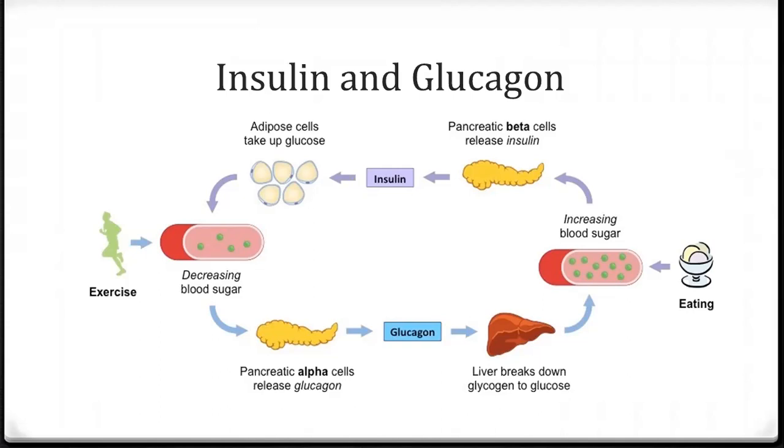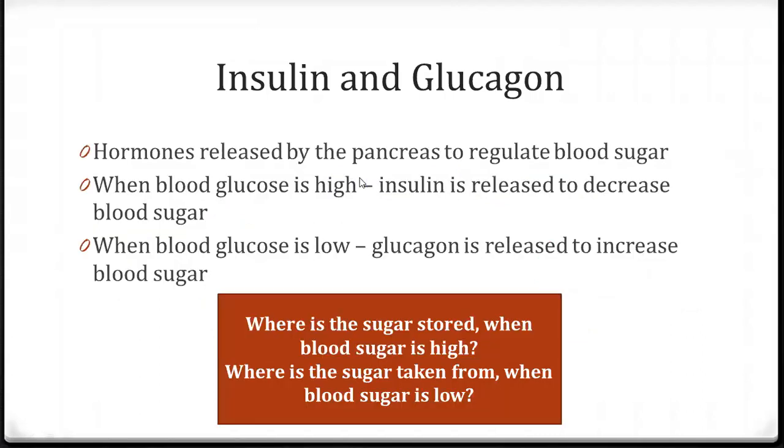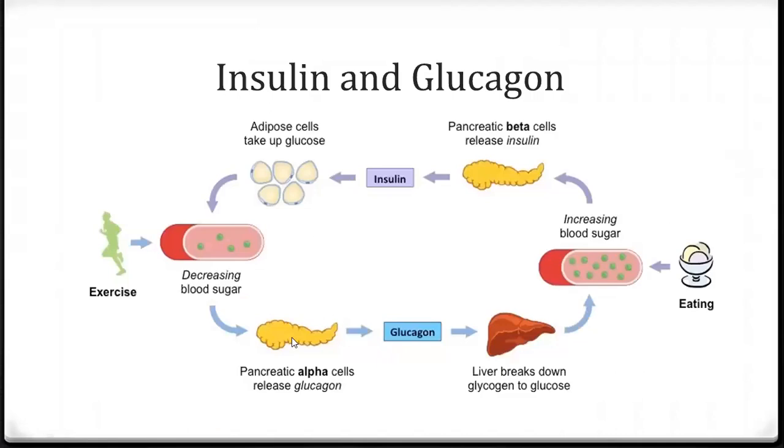Okay, so this is just another diagram. So the pancreas will release insulin to decrease blood sugar. And then when the pancreas releases glucagon, it goes into the liver to help break down glycogen to glucose, which will help increase your blood sugar. So this diagram is helpful.